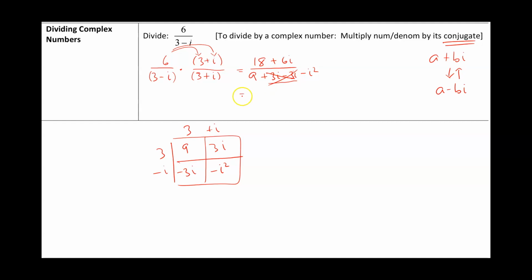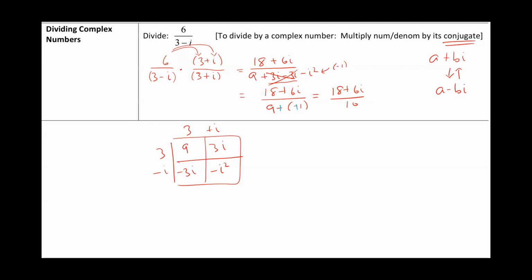Okay, so now here's what we have. We have 18 plus 6i on the numerator. We have a 9. And remember, i squared is actually equal to negative 1. So we have minus negative 1. We got the minus sign, and i squared is negative 1. The two negatives we know are going to add to a positive. Negative times a negative is a positive, so that becomes a plus sign. And if we simplify this, we have 18 plus 6i divided by 9 plus 1, which is 10.